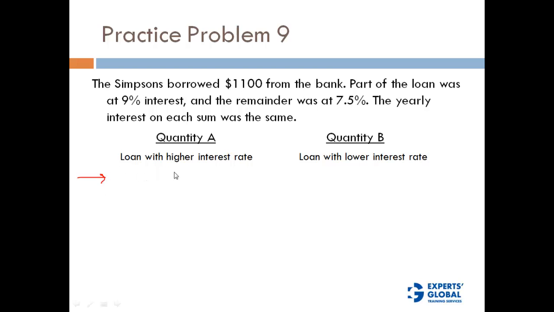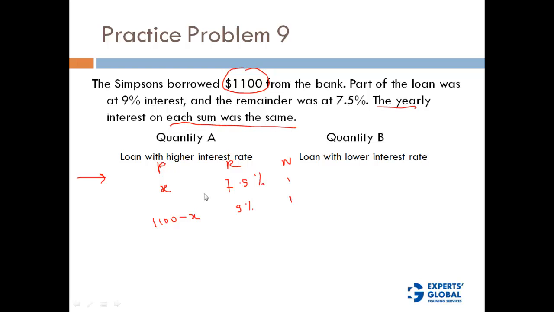So let's say he borrowed 1100. Let's say he borrowed X amount at 7.5% and the remaining amount at 9%. What is the remaining amount? In total he borrowed what? 1100, right? So this remaining amount is going to be 1100 minus X. Correct? So now we have P, we have R, we have N, as in both cases the duration is the same anyway. So we have this table filled up, and the additional thing we know is the yearly interest on each sum was the same.